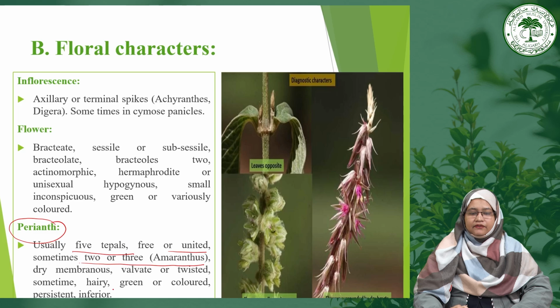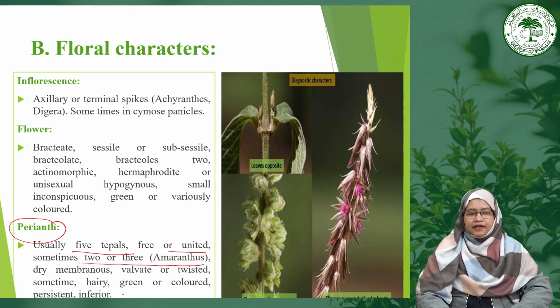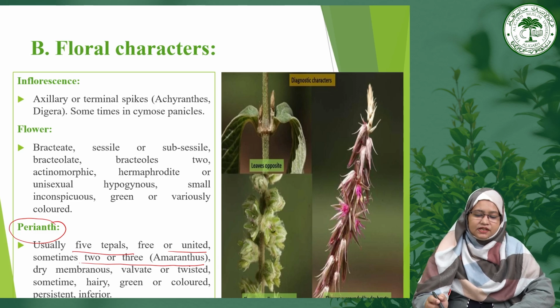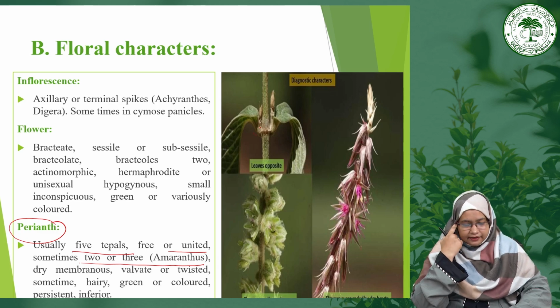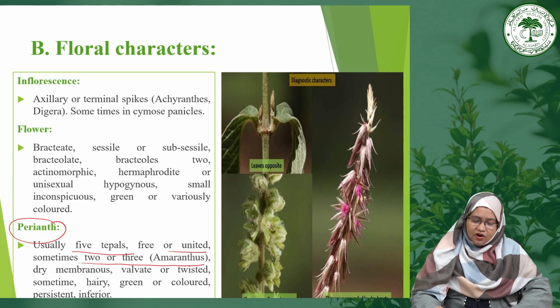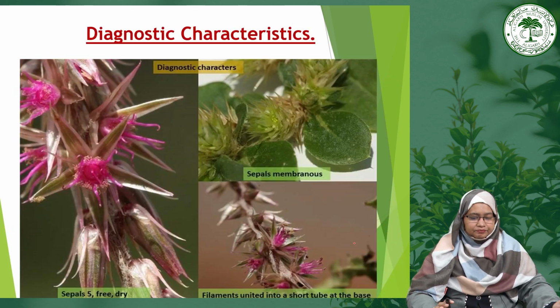They show valvate and twisted aestivation, as you can see. These are the dry bracts. Then sometimes hairy or maybe green in color. Generally, they are persistent and the ovary is superior in this particular group of plants. So you can see here the leaves are generally opposite or sometimes alternate. Then flowers are very small in size. They generally have a green color. Sometimes their flowers may be colored, as you can see in this particular image.